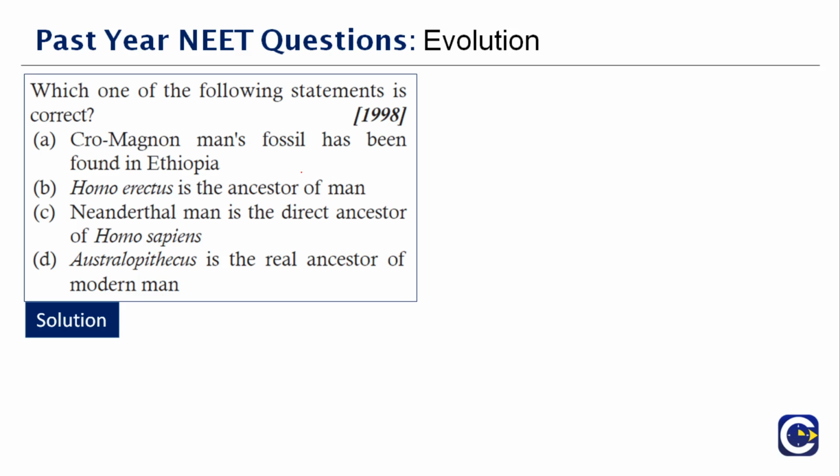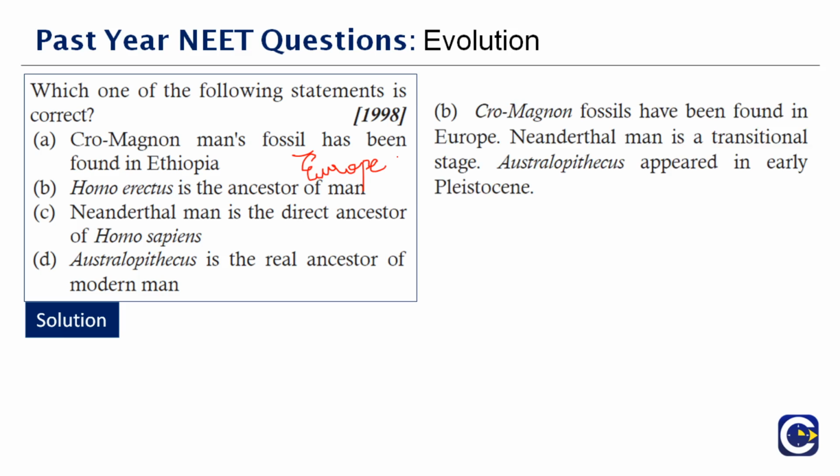Cro-Magnon fossils have not been found in Ethiopia, but instead are found in Europe. Then you have Neanderthal man in option C. Neanderthal man, he is a direct ancestor of Homo sapiens? No, he's the transitional stage. And the last one, if you see, it is not the real ancestor of modern man. Therefore, the right answer, which one out of the 4 options is correct, is Homo erectus, which is the ancestor of man, and that is right.